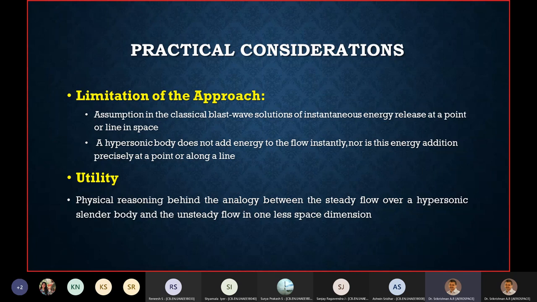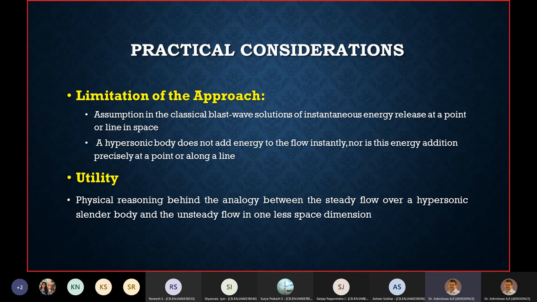And we know that in reality, it's not like an explosion. When you have a hypersonic body moving, though we map it in terms of a radially moving explosion, it is fundamentally different. So that is also a limitation of the approach. But on the other side, the physical reasoning and the validity of the analogy actually make it useful as a good tool for estimating the static pressure distribution along bodies of interest.